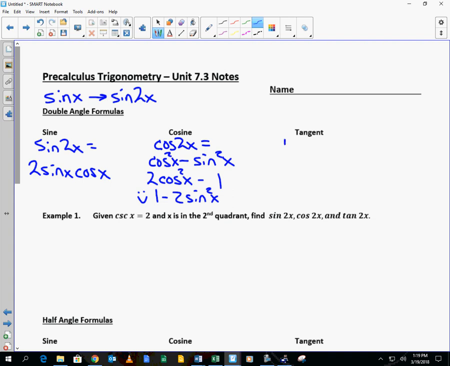Tangent of 2x is 2 times tangent of x. Is that nice? It's like you just move the 2 out front. Divided by 1 minus tangent squared of x.